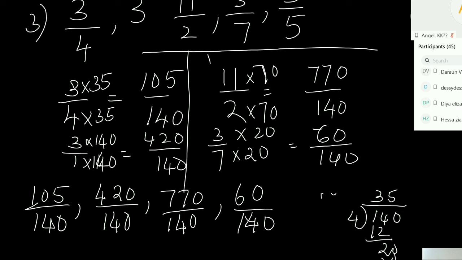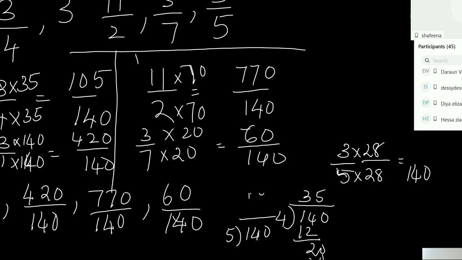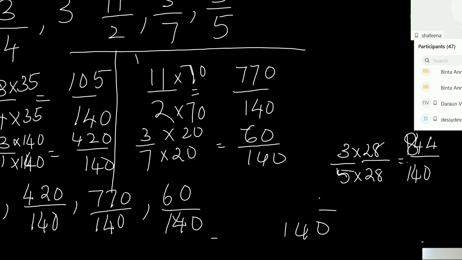The last fraction to be converted to an equivalent fraction is 3 by 5. Here, by which number do you have to multiply 5 to get 140? If you don't know, how do you find it? You can just divide the LCM 140 by this denominator 5. So 140 divided by 5 gives you 28. So multiply 5 by 28 and 3 also by 28. Now we get a new fraction, 84 by 140. So the last fraction is 84 by 140.